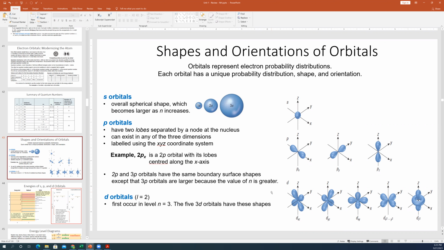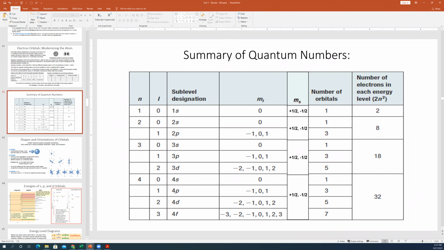Yes, I had a question. Yes, Mark. Could you just show me the chart where, if n equals 1, only L equals 0 exists, and then if n equals 2, like this one?